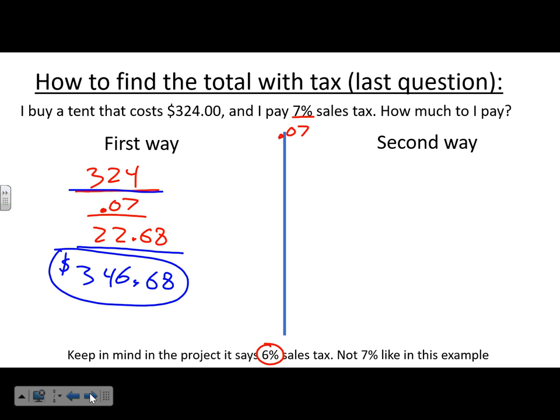Now, again, that way takes a little bit longer, but I like it because it makes sense to me. I find 7% of the total, I add those 2 together, and that's how much you're going to end up paying. So $22 of that is what went to taxes.